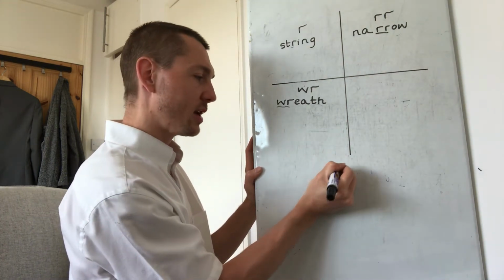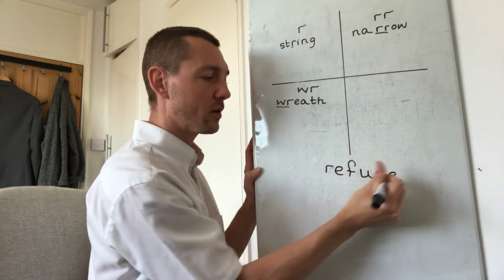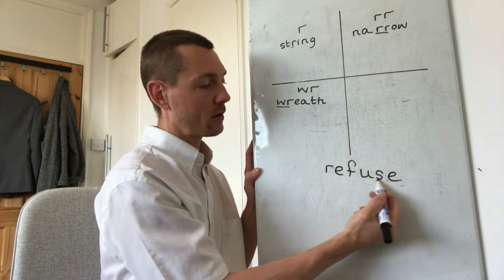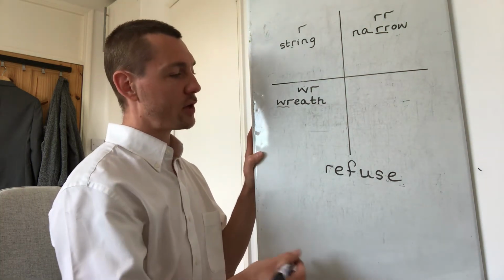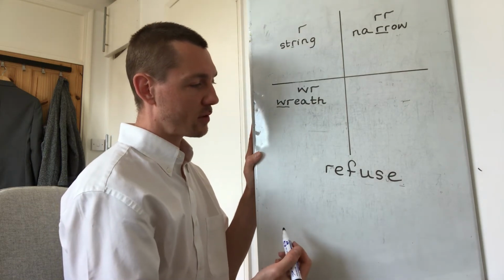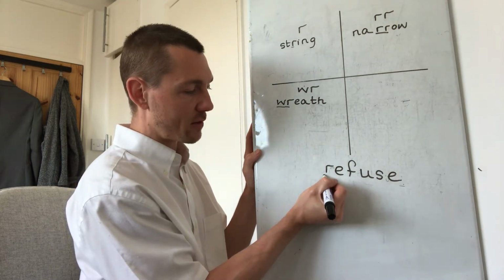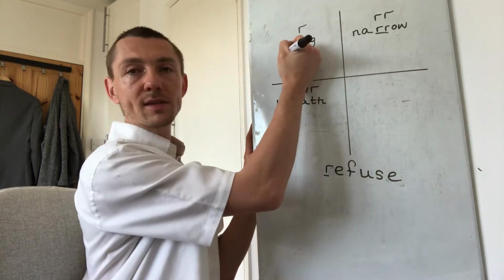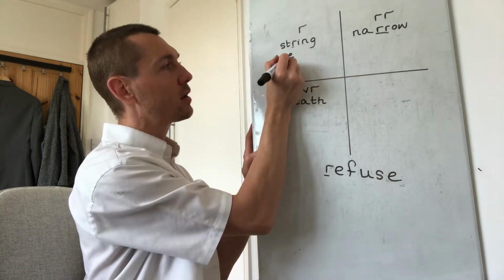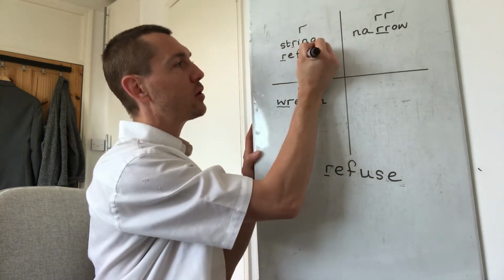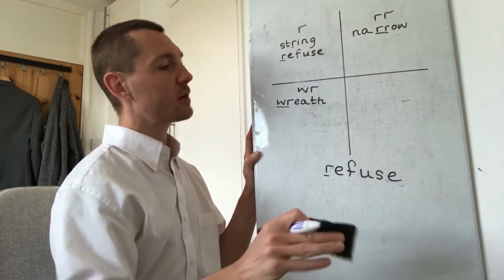The next word is refuse. Refuse. Good. 2 syllables. Refuse. And we see it's the R on its own spelling. And we can build the syllables to build the word. R, E, re, f, u, z. Refuse.